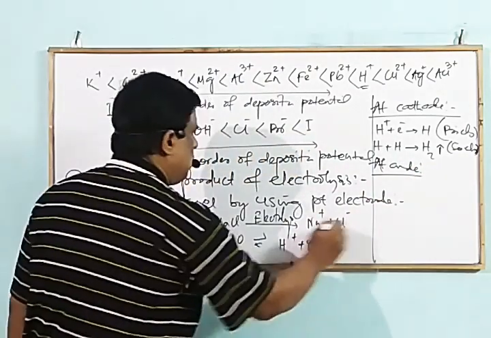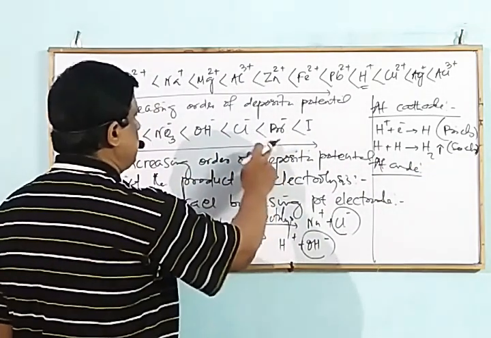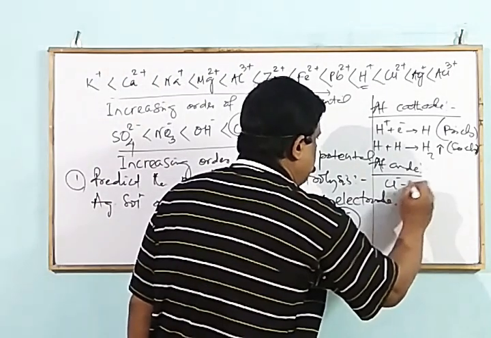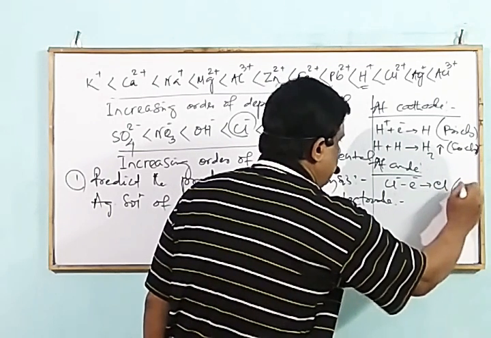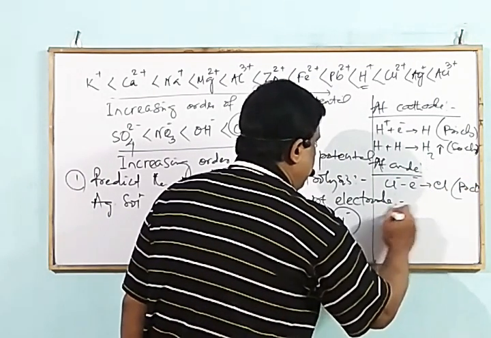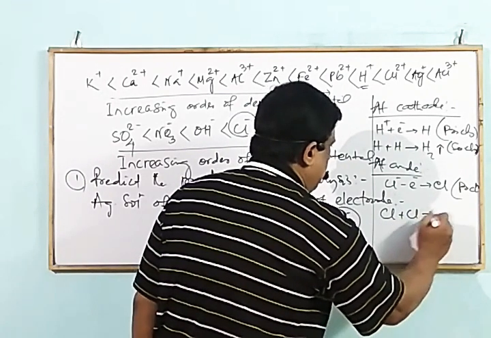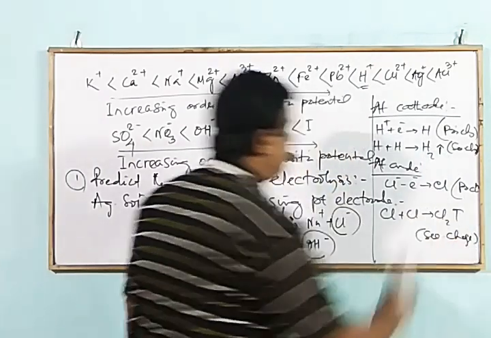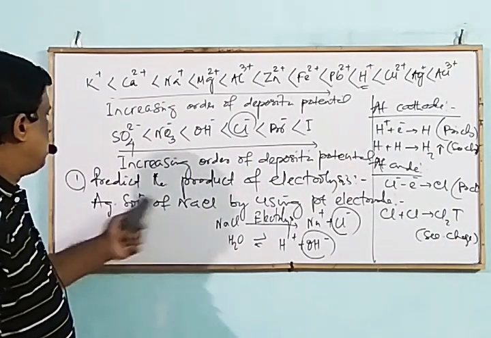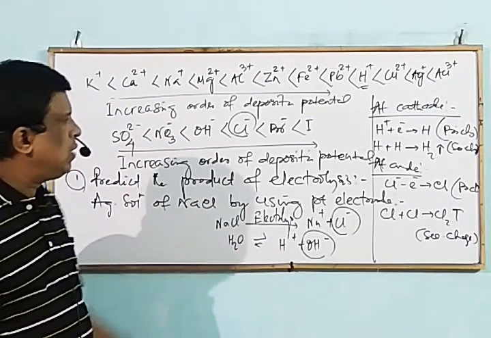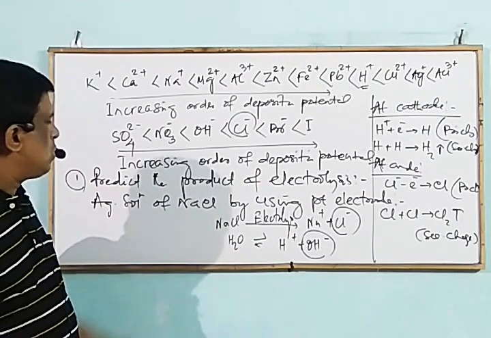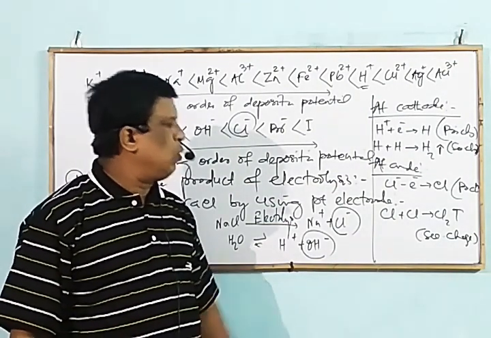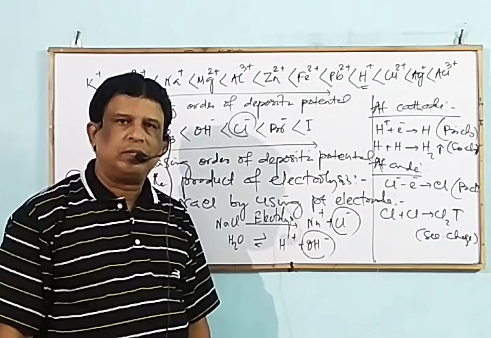mark that, Cl- is there, OH- is there. So Cl- has higher deposition potential. So Cl- minus electron gives rise to Cl, that is known as a primary change. And Cl plus Cl gives rise to Cl2, it is known as secondary change. Mark that. So from this it is clear that during electrolysis of aqueous solution of sodium chloride, hydrogen gas is liberated at the cathode while chlorine gas is liberated at the anode.